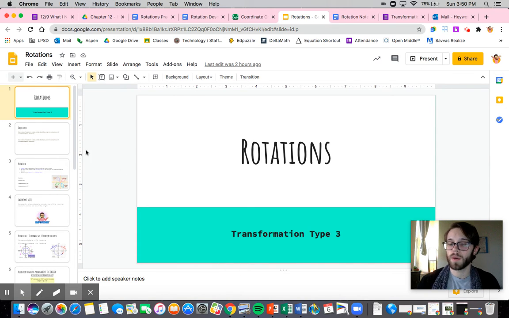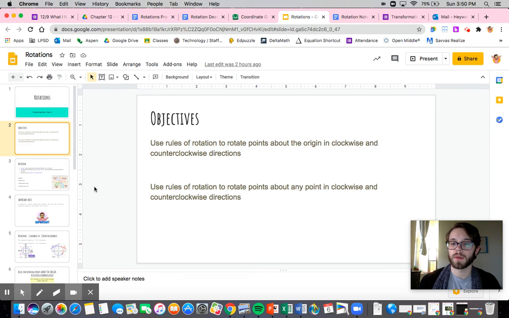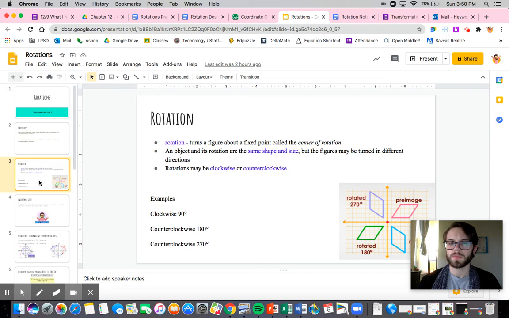So ultimately, what we're going to do in this particular section is look at what rules of rotation exist to rotate points about the origin in clockwise and counterclockwise directions. And then we're going to use those rules and other information to rotate points about any point in clockwise and counterclockwise directions. And we're going to use graphing technology to help with that second part because it's a little bit complicated. So, what is a rotation in and of itself?